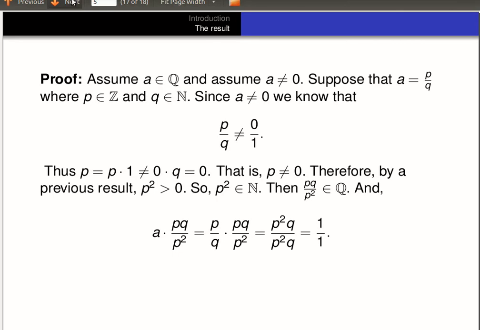Actually, what's happening is we're saying that p squared q over p squared q is equal to 1 over 1 according to our definition of fraction equality. That is, 1 times p squared q is equal to 1 times p squared q. We don't have to be so pedantic as to write that, but that's really what we're using. We're not doing cancellation, which is essentially the same thing, but not what we're doing. Okay, so that proves that there is a multiplicative inverse of A in the rational numbers, namely pq over p squared. So that completes this proof and this video. Thanks for listening.